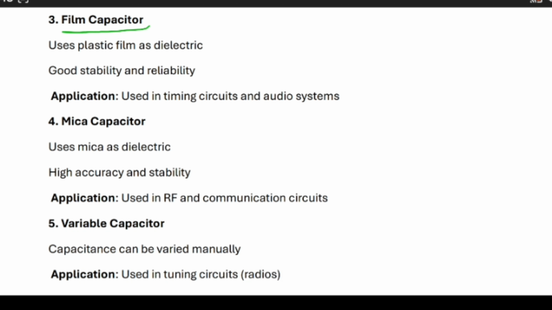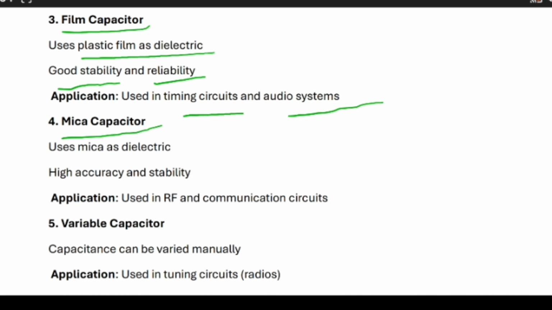Next one is the film capacitor. It uses plastic film as a dielectric. Next one is the filament capacitor. It uses plastic filament as a dielectric material. It is very suitable and reliable, which we can use for timing circuits and audio systems.